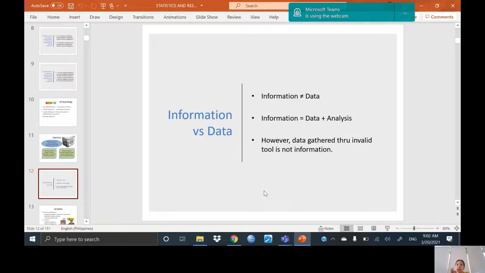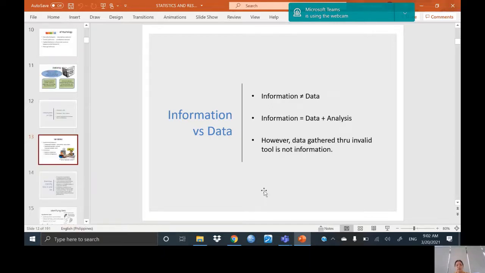Again, what are the two psychometric properties that we would have to ensure in our measuring tool? First, it should be valid and it should be reliable. When you say valid, it is an appropriate tool to measure that particular variable that you want to measure, and reliable meaning to say you are gathering consistent result using the same measure.